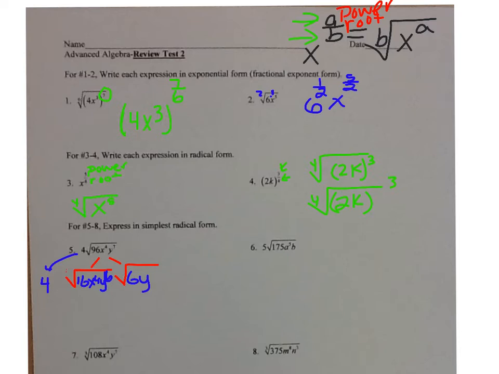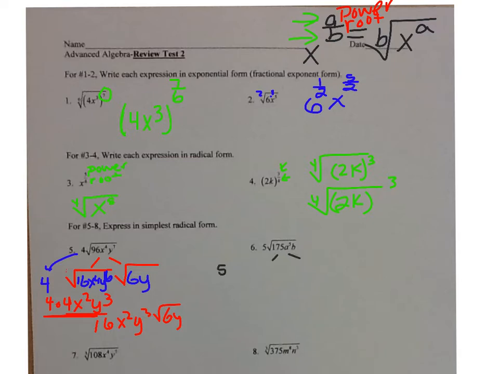So I have 4 times the square root of 16, which is 4. The square root of x to the 4th is x squared. Remember, you do half the exponent. The square root of y to the 6th is y to the 3rd. So I'm just going to clean this up here. It's going to be 16x squared y to the 3rd, the square root of 6y. Okay, number 6. All right, so I'm going to bring down the 5 first.